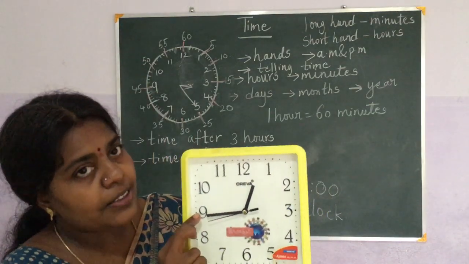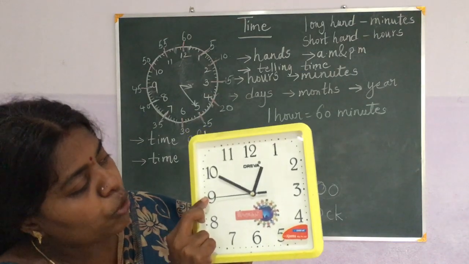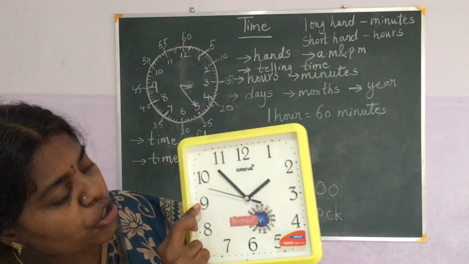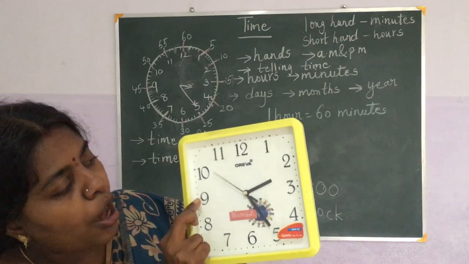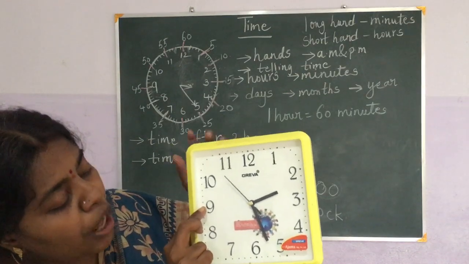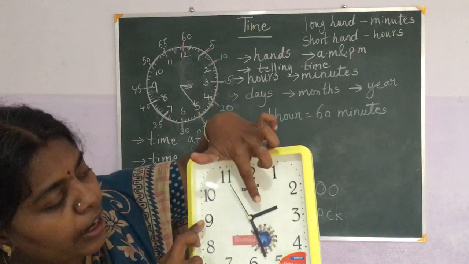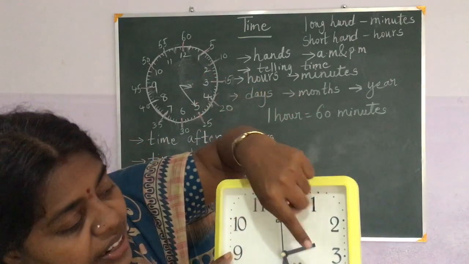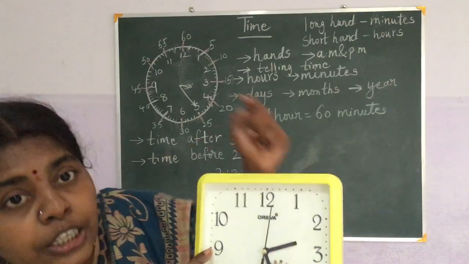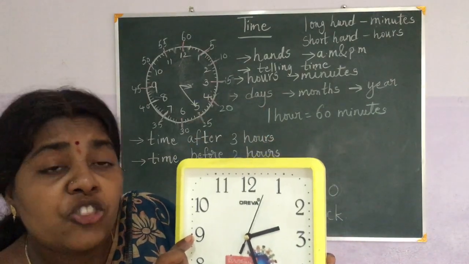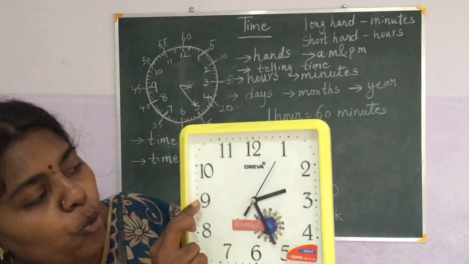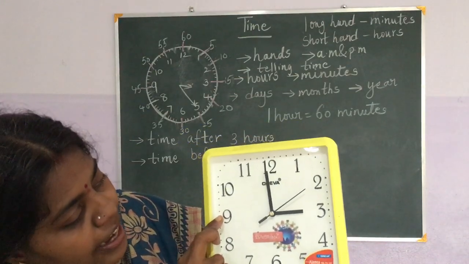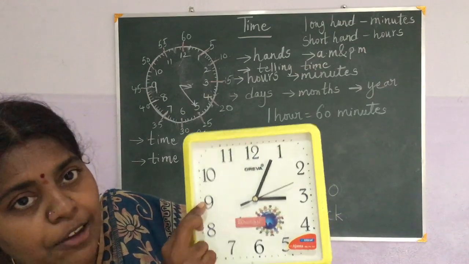So for 3, the short hand should come at 3. See, I am moving the short hand and long hand. Now, I am keeping at 3. Now, it is at 2 only. The short hand is between 2 and 3, so we would not get 3 o'clock. The short hand should be at 3 or more than 3. Now, I am moving. See, 3. It is exactly 3.